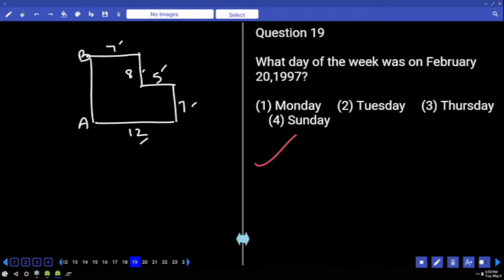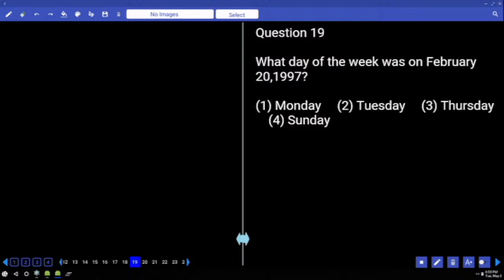The 19th one. What day of the week was 20th February 1997? Now we need to find out the day on which 20th February 1997 fell. From 1st January, 1st AD to 1996. Now during this 1996, how many odd days are there? 1900 can be written as 400 into 4. 1600, 0 odd days. 1900, 1.